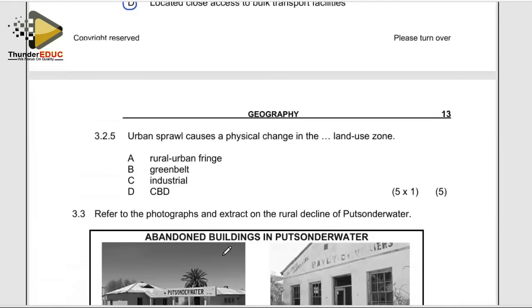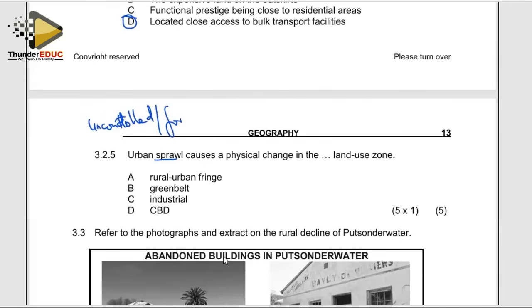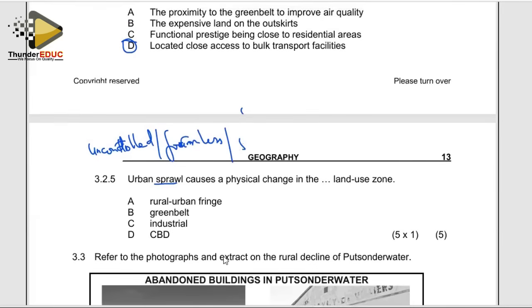Urban sprawl. When we are looking at urban sprawl, we are looking at uncontrolled growth, or we can look at it as formless or shapeless. That is urban sprawl. The urban area just grows anyhow without any specific shape. It does not follow any specific planning. People just develop the way they want in any direction.